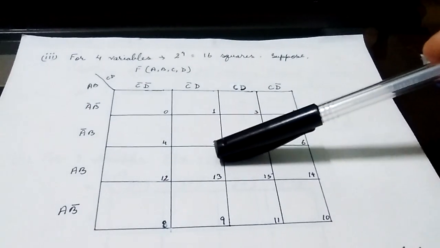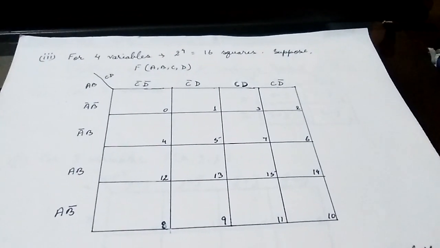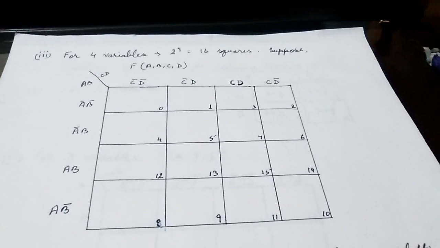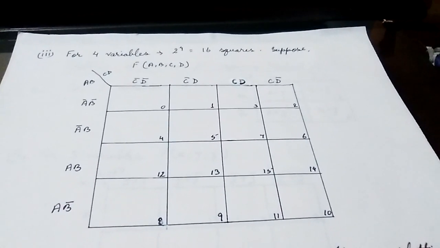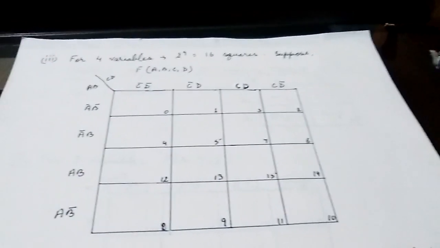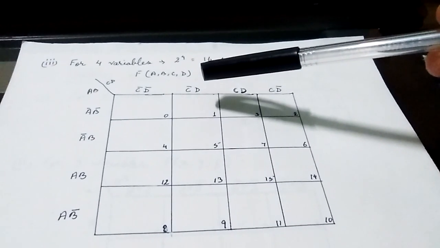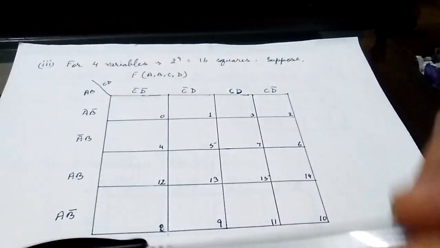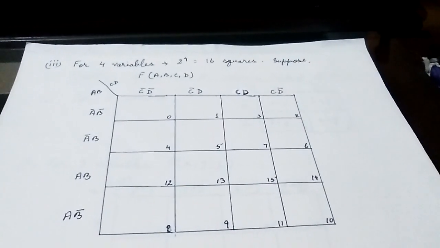Next, the easiest one we see is 5. 5 is 1, 0, 1. In the set of 4, it will be 0, 1, 0, 1. So it will be A bar, B, C bar, D. Of course, the last one we will have A, B bar and here C, D bar.